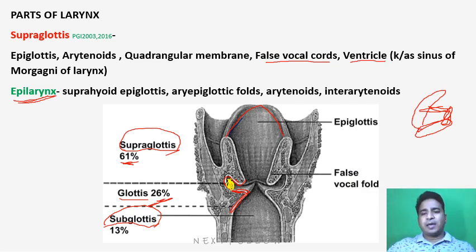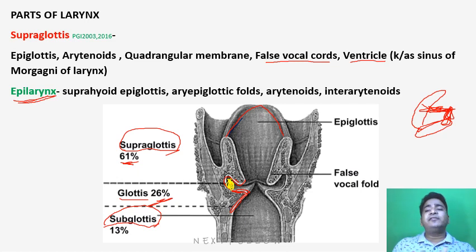Okay, so this is my epiglottis. These are aryepiglottic folds. These are aryepiglottic folds. This is my arytenoid cartilage and two arytenoids. So the entire area is there. So this structure, the suprahyoid part of the epiglottis, aryepiglottic folds, arytenoids, will constitute the epilarynx, or the area just covering the laryngeal inlet.